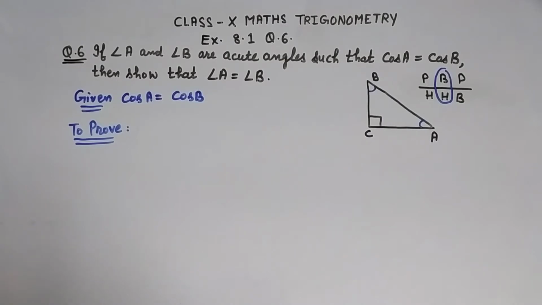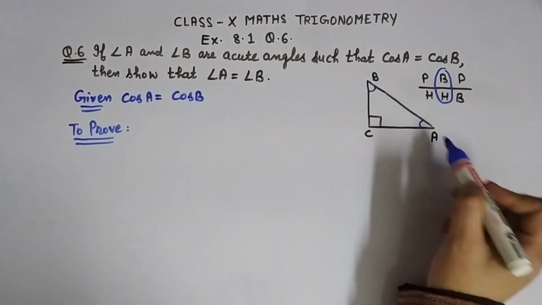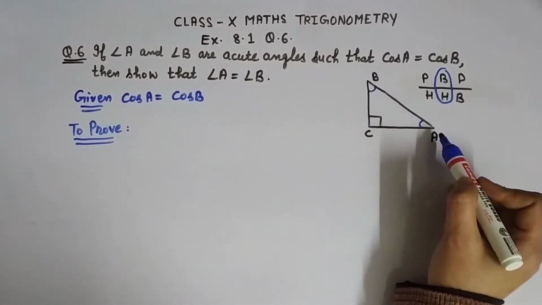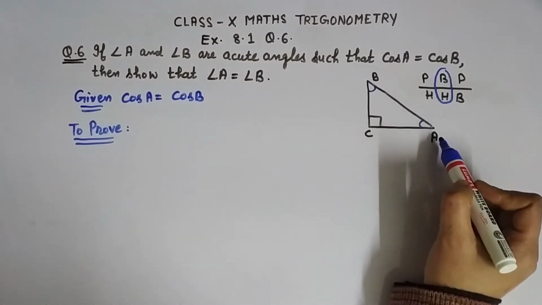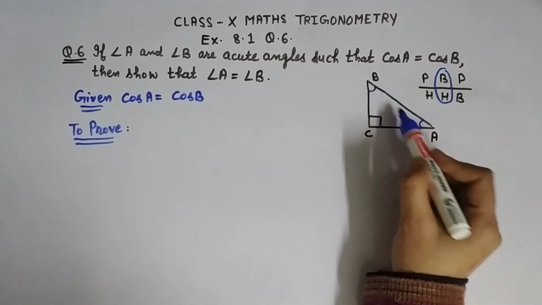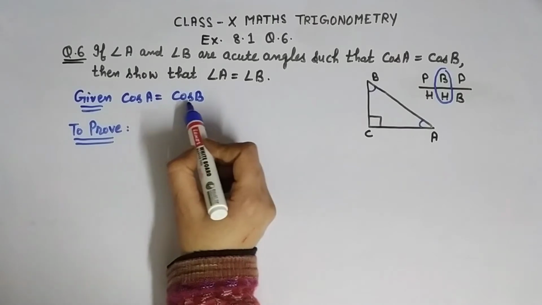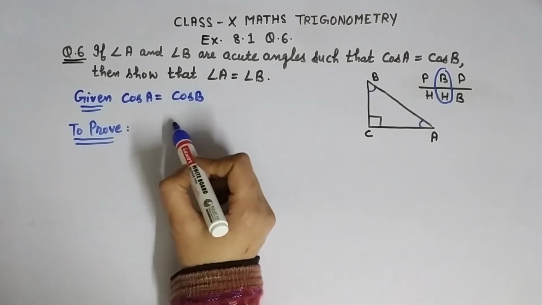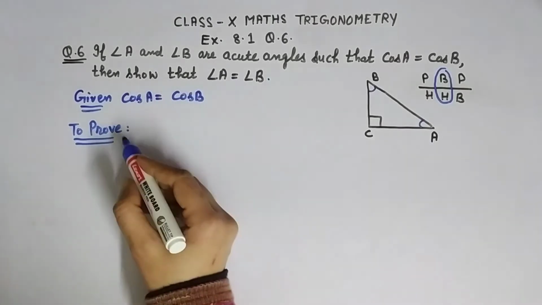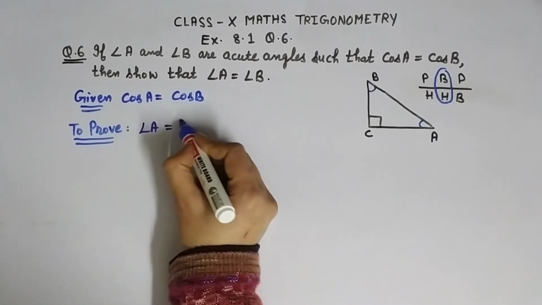If angle A and angle B are acute angles such that cos A is equal to cos B, then show that angle A is equal to angle B. It means in a right angle triangle ABC, we are given two acute angles, A and B, in such a way that cos A is equal to cos B, and we have to prove angle A is equal to angle B.